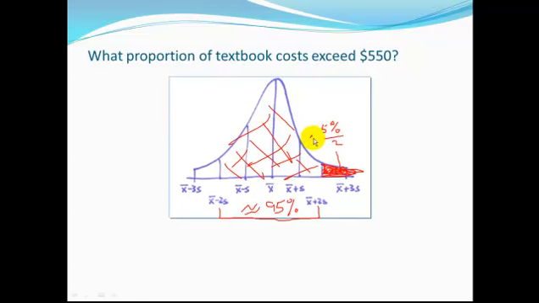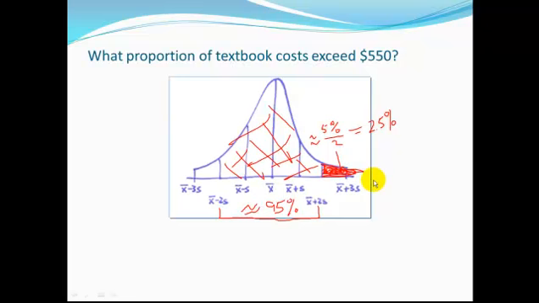We split it in half, because we got another half of it over on this side, on the left-hand side. And so the answer here is approximately 2.5%. And that's how we use the empirical rule. We use what we know, the 95%, to find out what we're asked to find.